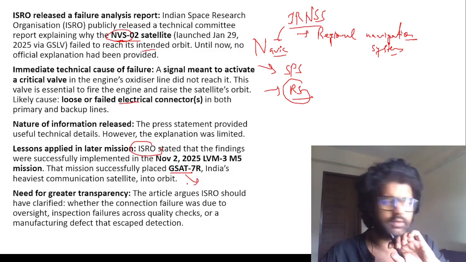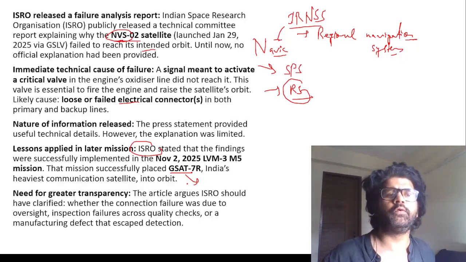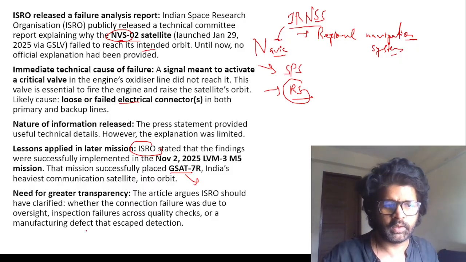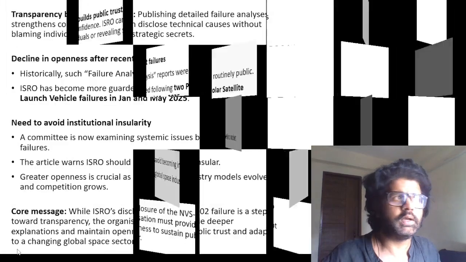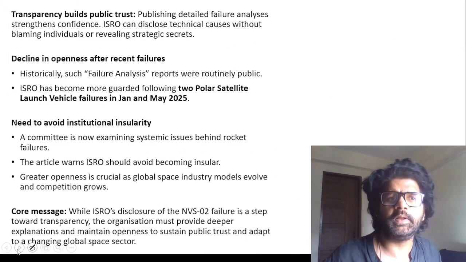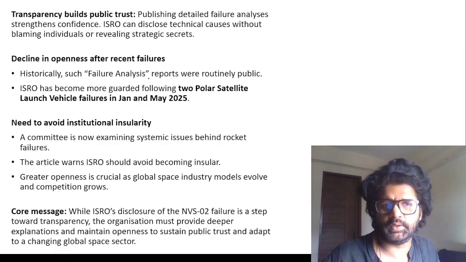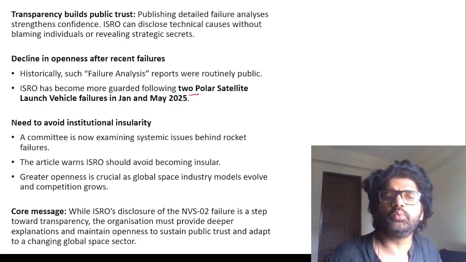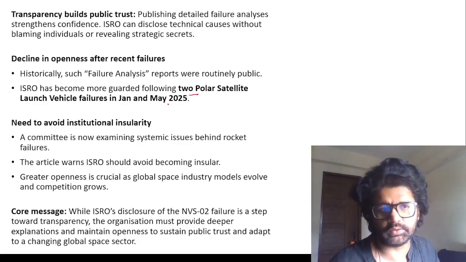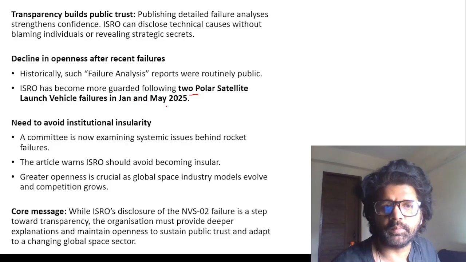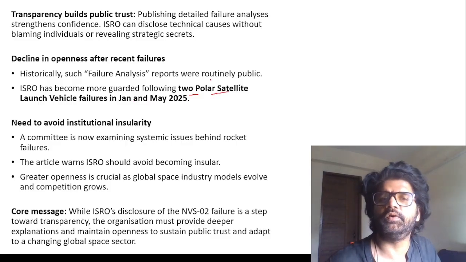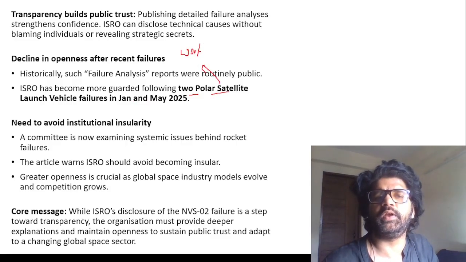So great, but still they were not very forthcoming. That's what this article is saying. We know these are sensitive information and only some can be revealed in the public arena, but still there has to be some amount of transparency. And it's not like ISRO was always this guarded. They have become more guarded after two Polar Satellite Launch Vehicle failures in January and May 2025. PSLV, our workhorse, did not used to fail earlier.